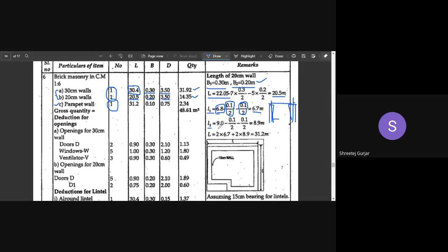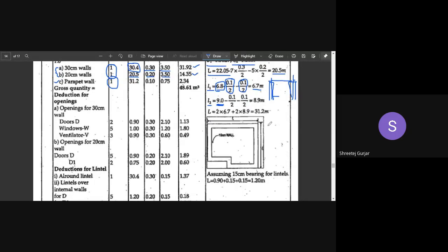Similarly, 9 meters I have shown you, that is out to out is 9 meters. So removing half of my wall thickness on one side and half of my wall thickness on the other side, I get my L2. So this is my L2, which is from center to center, from here to here. This is L2, and this is L1, from here to here, center to center. So that is required for my calculation.